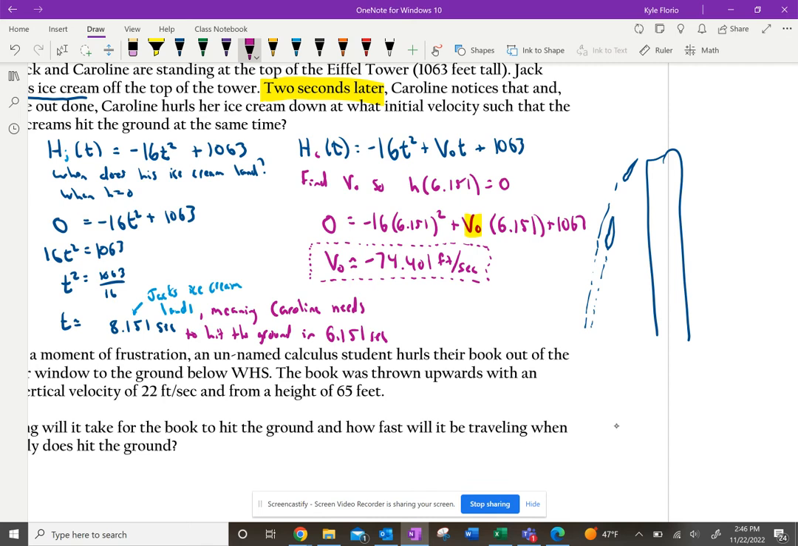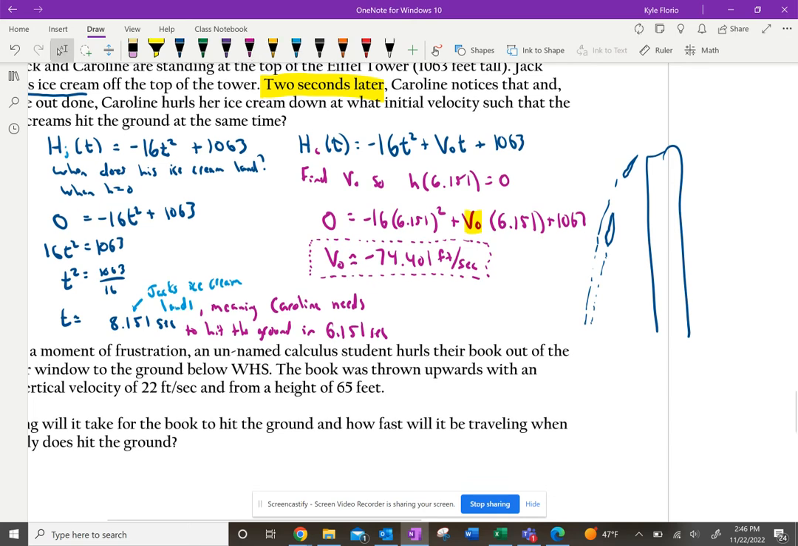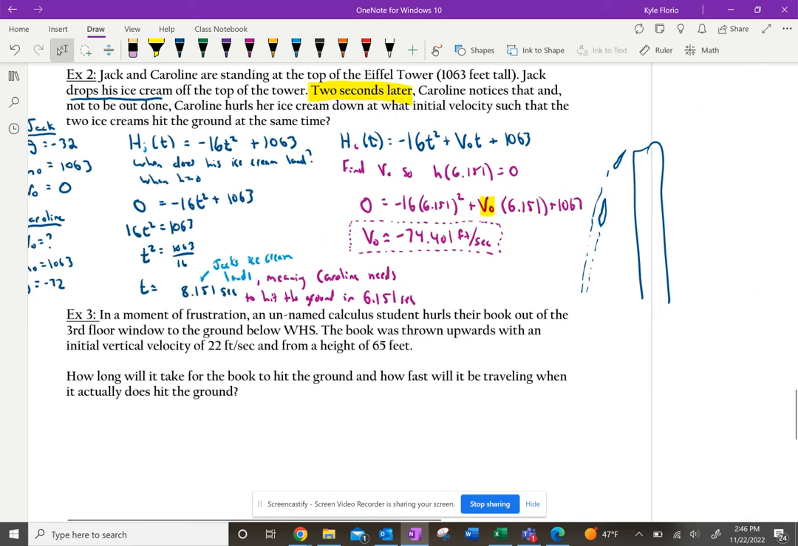So we had 2 people throwing things down, so we have 2 height equations. We wanted to find out when Jack's hits the ground, which is in about 8 seconds. Caroline then, because she has 2 seconds later to throw it, must hit the ground after 6 seconds. So if I plug 6 into her height function, I get this thing right here, and I want to find out what velocity I'll need for the height to be 0. So we solve that. We get negative 74.401 feet per second.